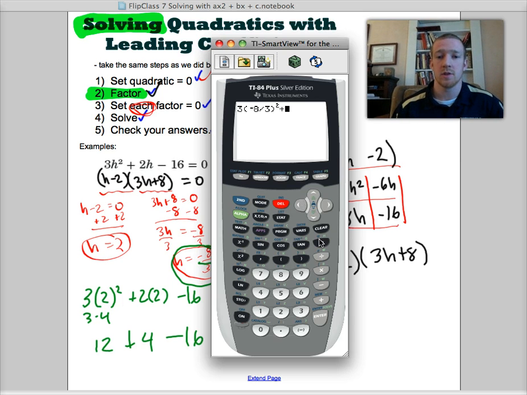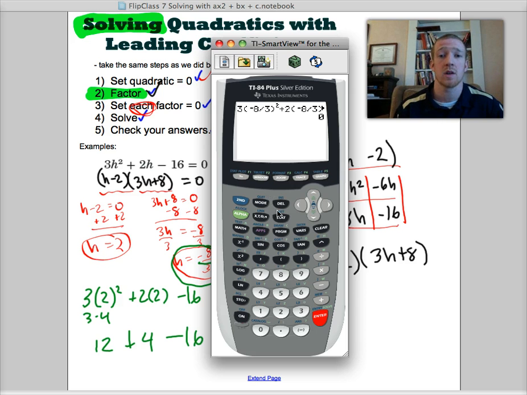And then plus 2 times, now use a parentheses, negative 8 divided by 3. Now that's how we put 8/3 as a fraction, minus 16. And that equals 0. And that's just one way. There's many other ways to use this kind of a calculator.